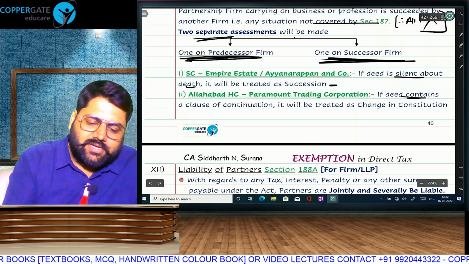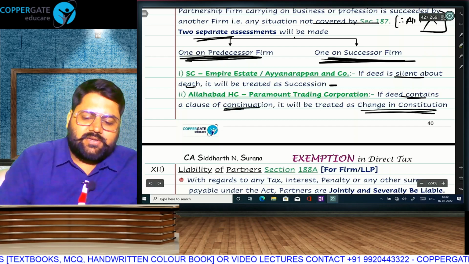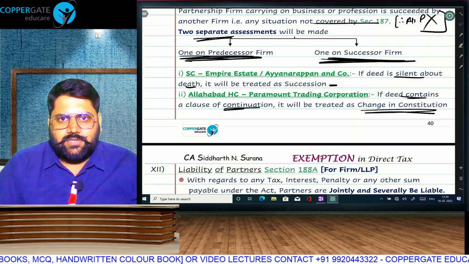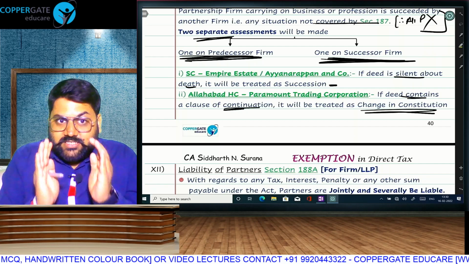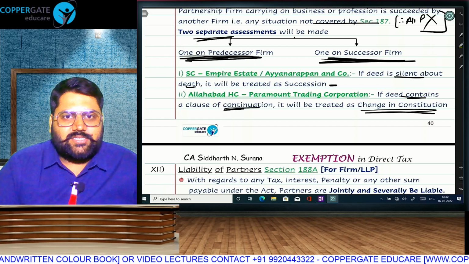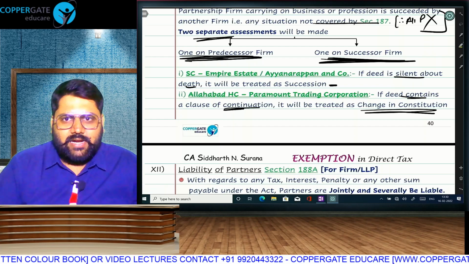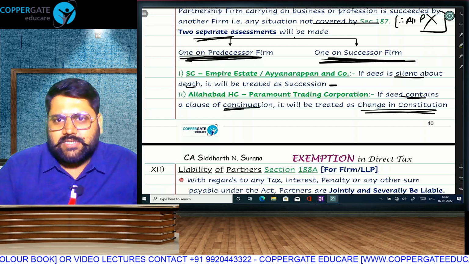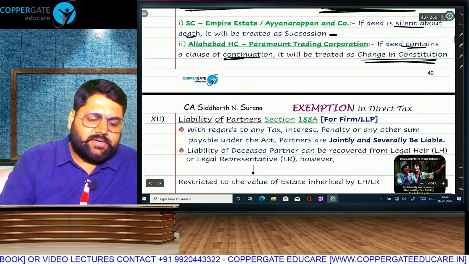But if the deed contains a clause of continuation, then it will be treated as a change in constitution. So if the deed says that the firm will continue, then only it is a change in constitution. If the deed is silent, it will be treated as succession. It will be treated as compulsory dissolution of the partnership firm.